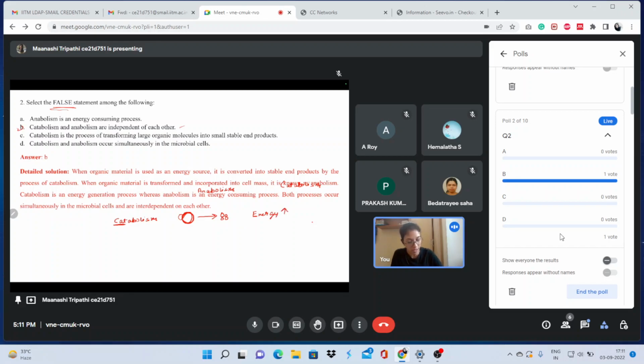And when we talk about anabolism, we can relate it to ants. What does ant do? They will collect small food particles and they will go to their home and collect it. So what happens in anabolism? Small particles are collected as large particles, and in this process energy is consumed.